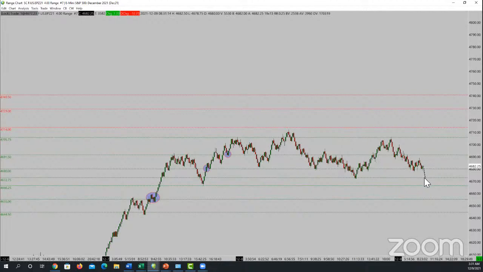If not, below that it's going to be 46.72.75. And then below that, another level is 46.66.25. Main level down below for me is going to be 46.55 and then 44.50 down below as support areas. But we'll see if we catch the support here. Looking for this to try to retest the upside, maybe get as high as 46.91.50.